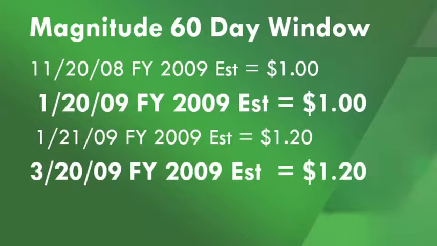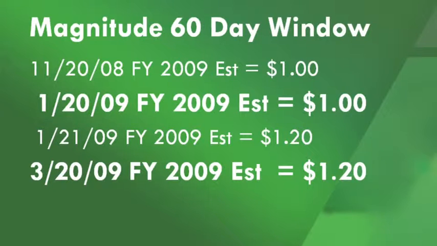Now we've just moved forward to March the 20th, and there's been no additional earnings estimate revisions. The earnings estimate's $1.20 per share. We compare that to 60 days ago, which would still be $1. Still a terrific change in magnitude. Still a Zacks rank of 1.